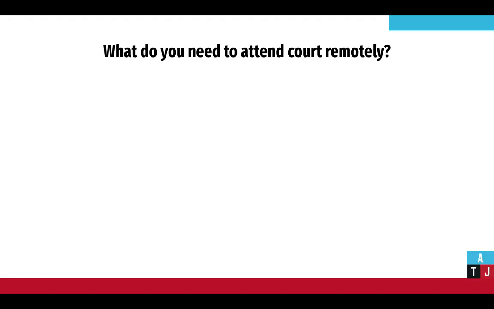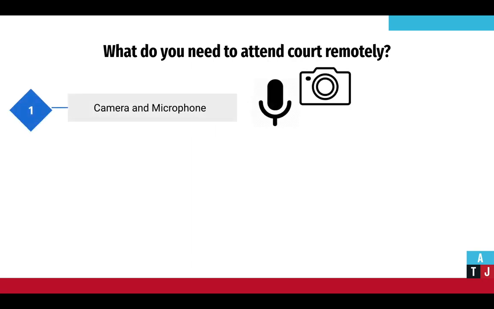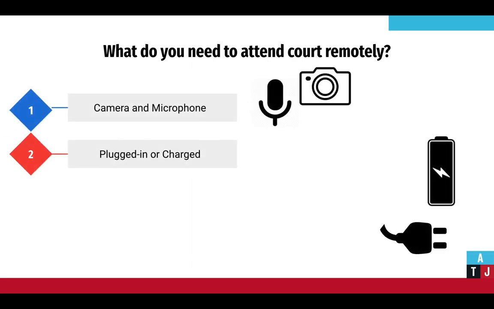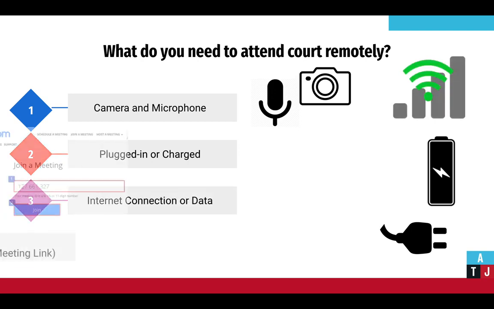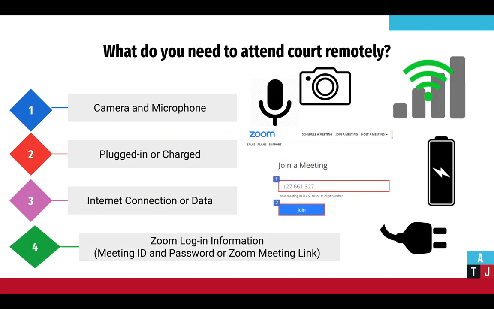To attend court remotely, you will need an Android phone that has a working camera and microphone and that is either plugged in or charged. You will also need stable internet connection or data, and you will need to know the Zoom login information for your courtroom, such as the meeting ID and password or the link to the Zoom meeting.